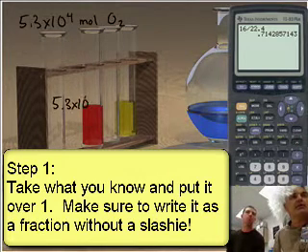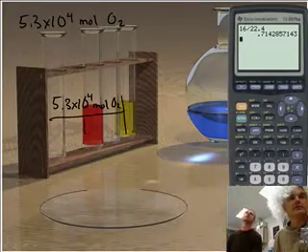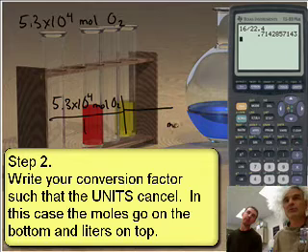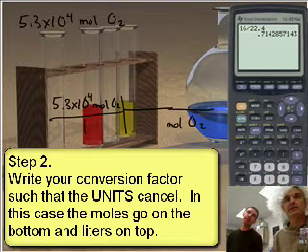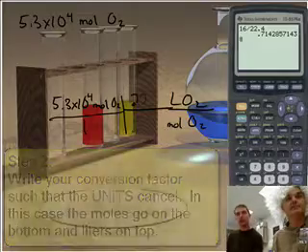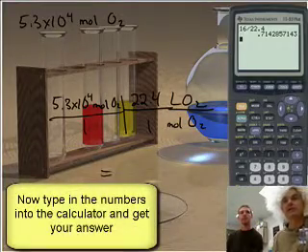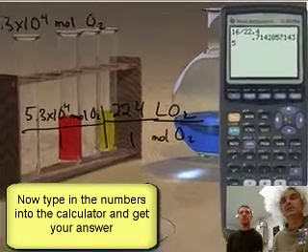Okay, so start with what you know. 5.3 times 10 to the 4th moles of O2, over 1. Always put over 1. And then I'm going to say moles of O2 on the bottom, and liters of O2. Assume it's at standard temperature and pressure. The 1 goes with the mole. 22.4 liters and 1 mole.